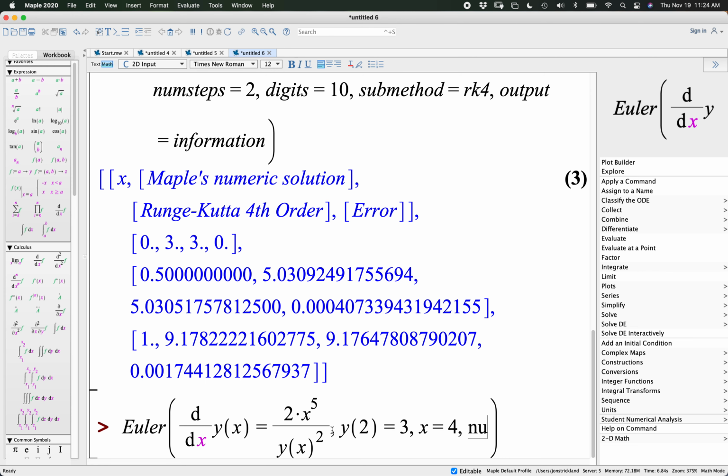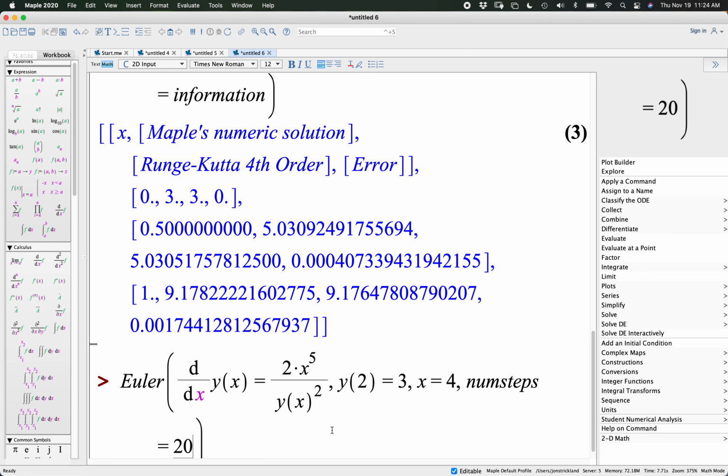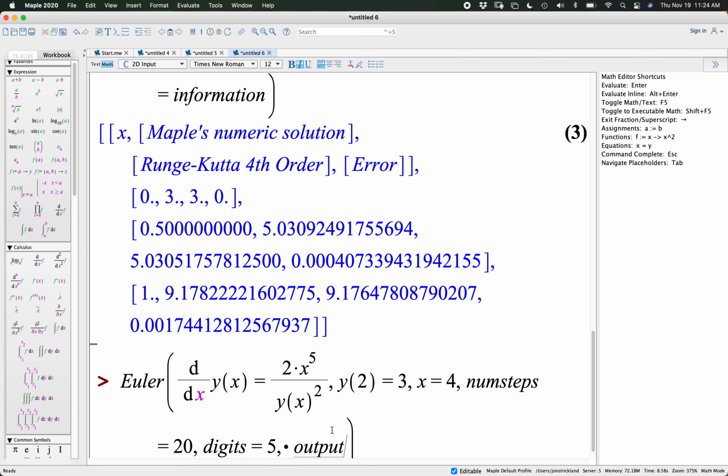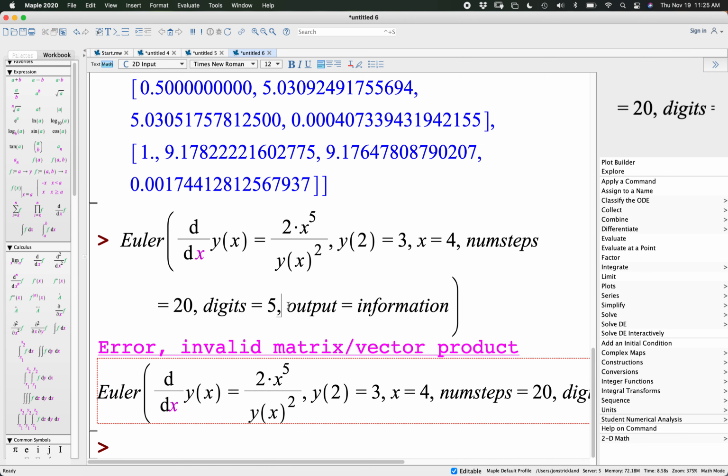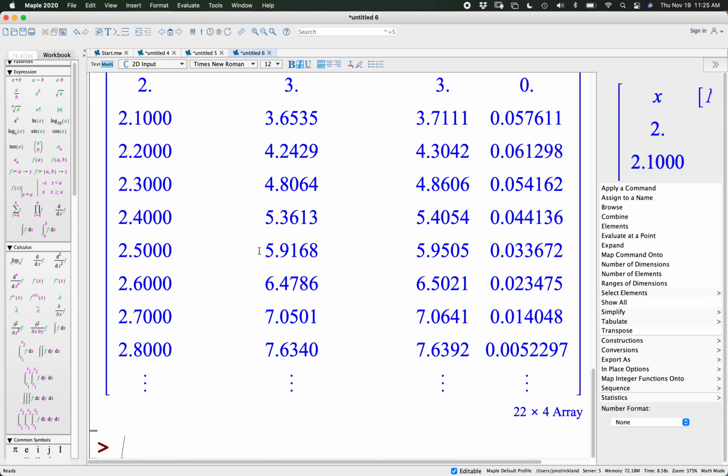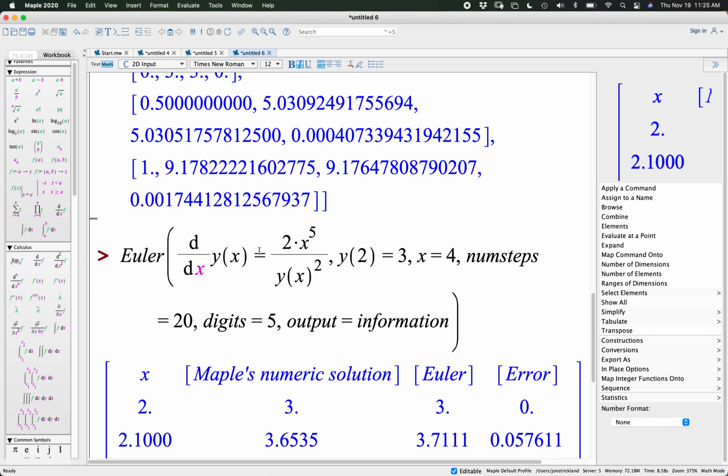And again, with the step size of 0.1, the number of steps is 20. And for the number of digits, we'll just keep this to 5. And just kind of have a tabular display. So you have output is equal to information. Let me see. Oh, I'm not looking for a vector product. Comma. There we go. All right. So we have for the display.